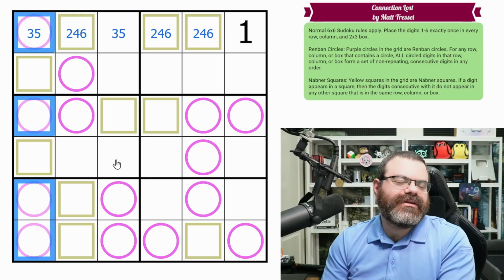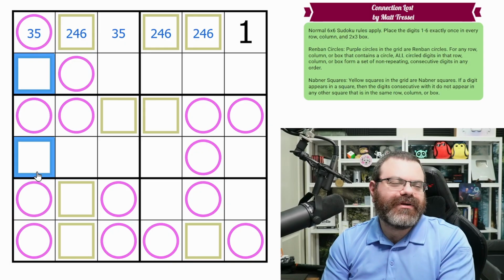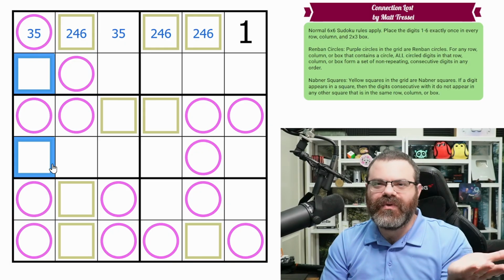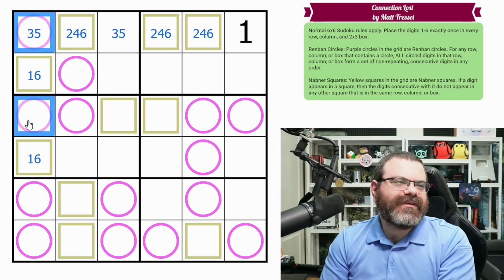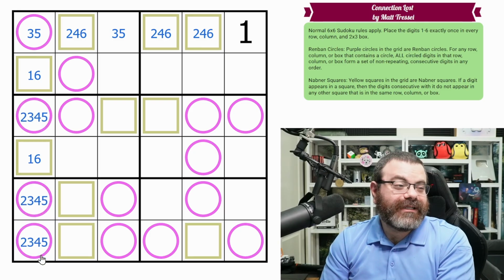Now, if you think about it, the 2 missing digits are going to end up in the Nabner, and they're not allowed to be consecutive. So we can't be missing 1, 2, or 5, 6. So we have to be missing the 1, 6. And that leaves 2, 3, 4, 5 for this guy. Maybe I should pencil that. I don't know, is that worth penciling? It's going to be pretty busy. Let's not pencil that yet.